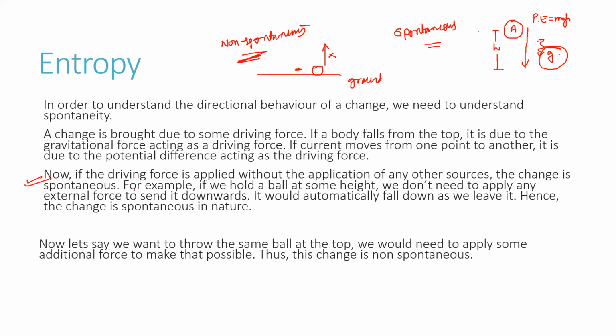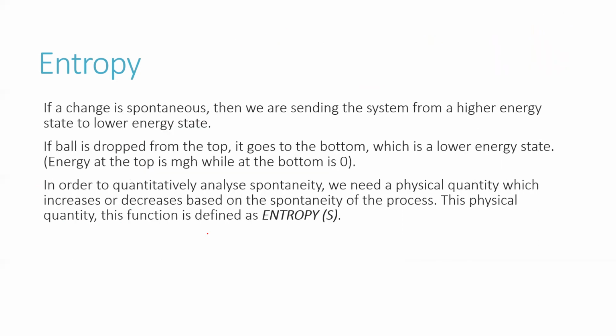I have given the same example over here. Now let's say we want to throw the same ball to the top. We would need to apply some additional force to make that possible. Thus, the change is non-spontaneous in nature. If a change is spontaneous, then we are sending the system from a higher energy state to a lower energy state. So the ball is dropped from the top, it goes to the bottom, which is a lower energy state. Energy at the top is mgh, while energy at the bottom is going to be 0, right?